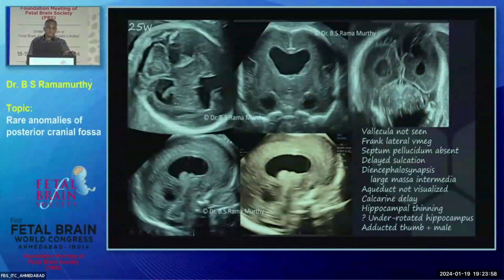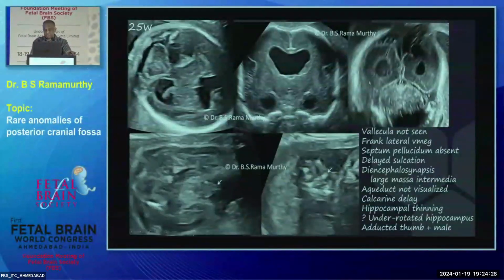Here again is another case of the rhombencephalosynapsis, but here there is a gross ventriculomegaly in the frontal horns as well as the temporal horns, and there's absence of septum pellucidum or the cavum septum pellucidum. These are the temporal horns which are dilated. Note that the hippocampus is not only thinned, it is under-rotated for 25 weeks.